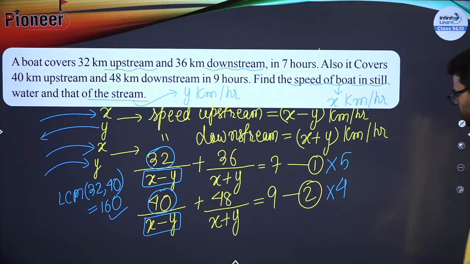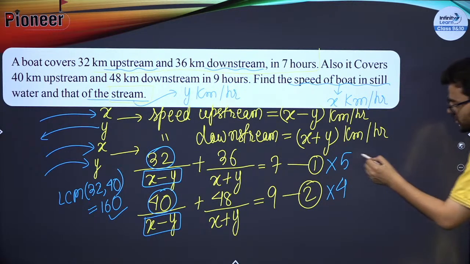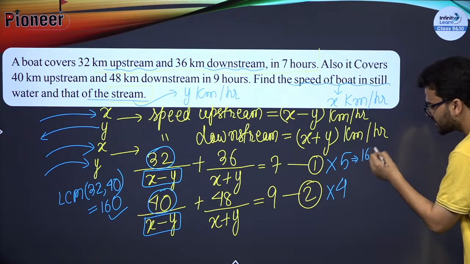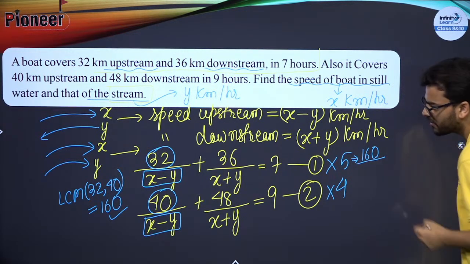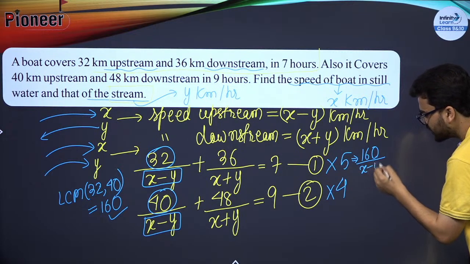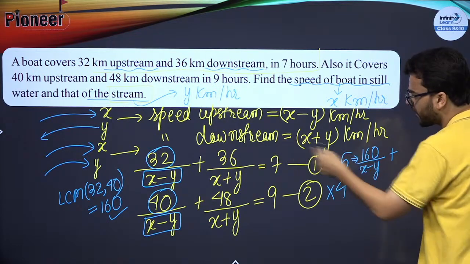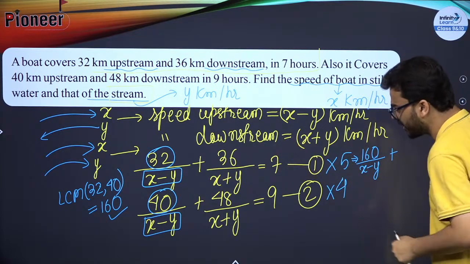Now you can simplify this. What will I get over here? I know there is a space crunch over here because the question is a bit big. So let's simplify this. So you'll get 160 upon x minus y plus 36 into 5 will be what? 5 3s are 15, 5 6s are 30.